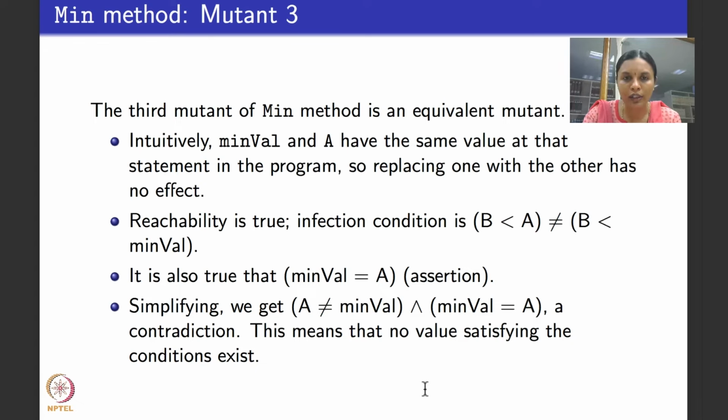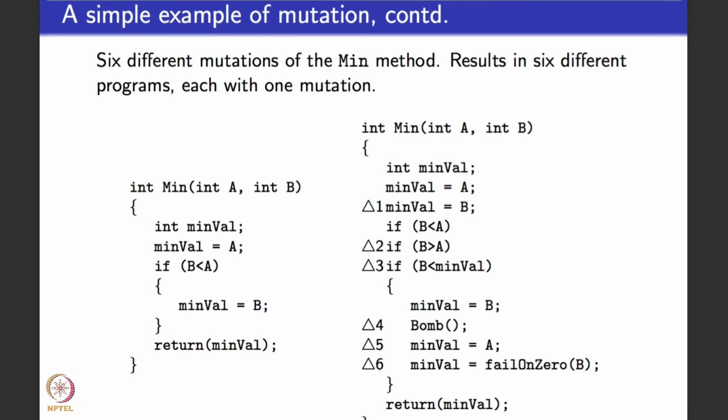So now let's look at the third mutant. We'll go back and see what that third mutant is. So here is the program and here is the third mutant. What does the third mutant do? It changes this if statement. In particular, it changes the predicate in the if statement. It replaces if B less than A with if B is less than min val. That is, instead of using A directly, it uses min val. So this is the original program, and with this statement replaced like this, it is the mutated program.